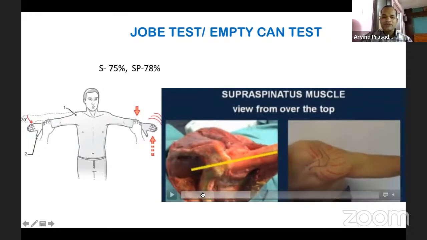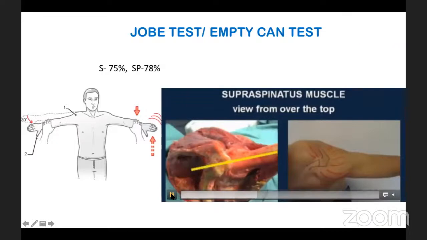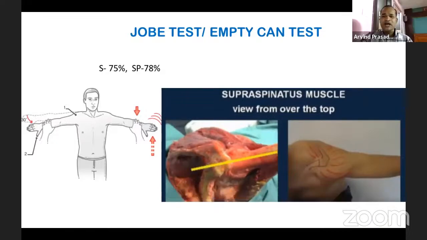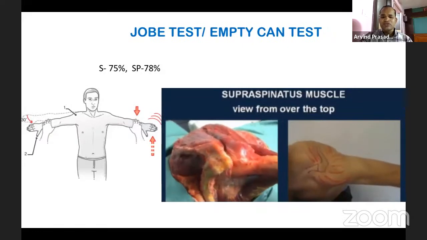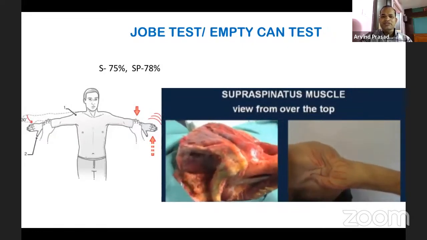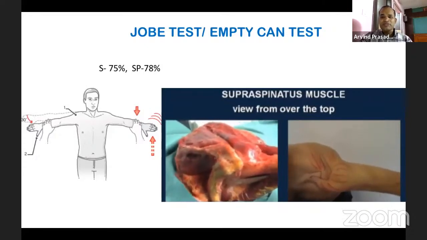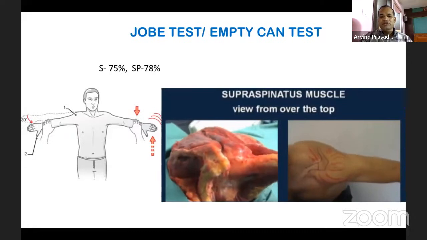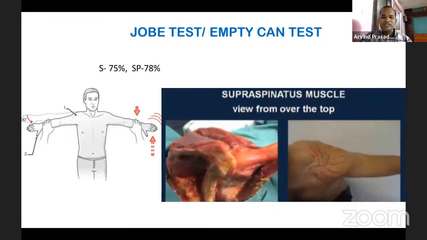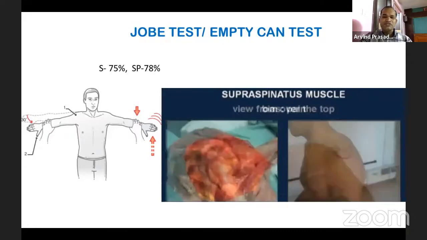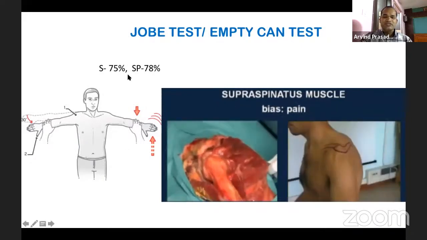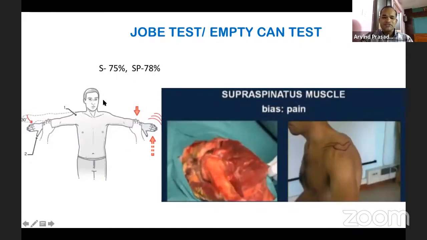With 90 degrees of abduction and 30 degrees of forward flexion, then do full internal rotation of the shoulder joint so that the thumb is down. Now the patient is asked to lift the arm against resistance. So with any pathology of the supraspinatus tendon, this test is positive. Only thing, sometimes with subacromial impingement or pain because of any pathology in the subacromial space, this test also becomes positive. So the sensitivity and specificity of this test is around 75%.